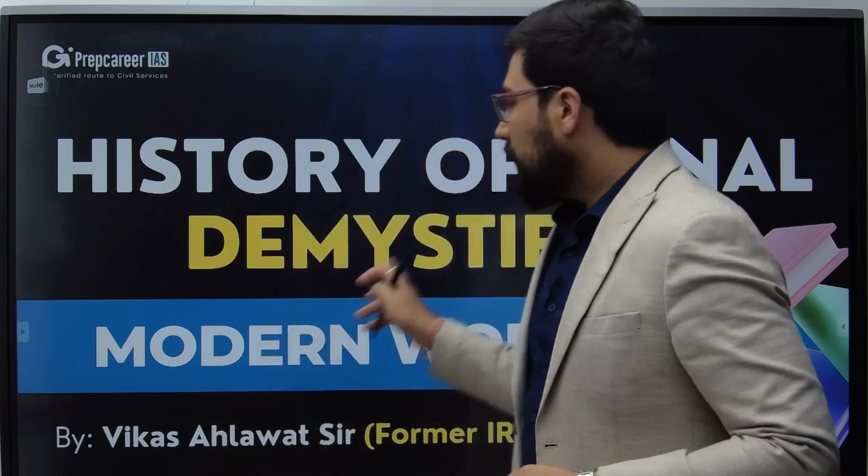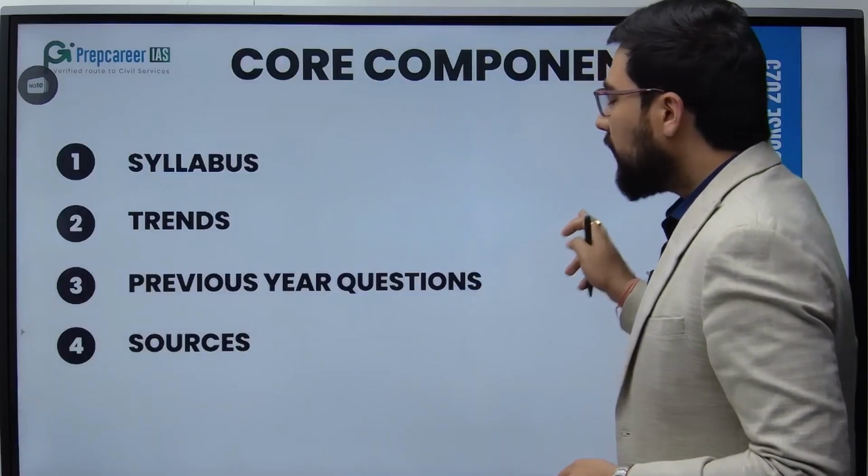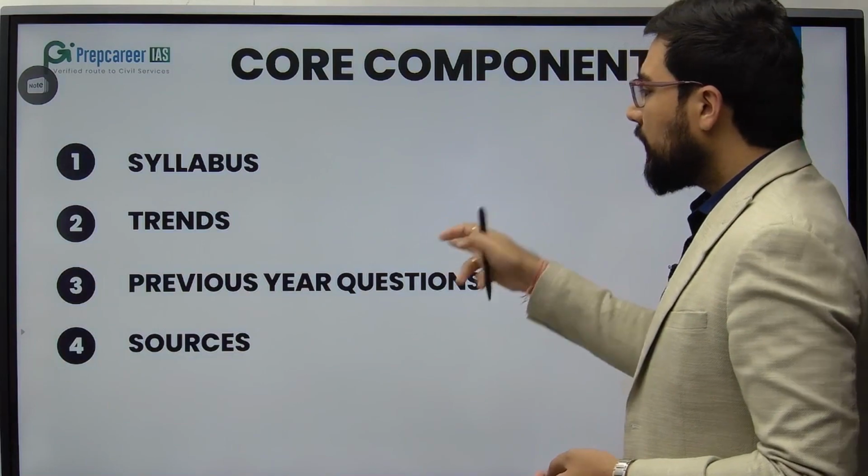Hi, so welcome back to our series History Optional Demystified. Today we are going to discuss the 8th part of the World History syllabus. As usual in our series, we talk about syllabus, trend, PYQ and finally sources.